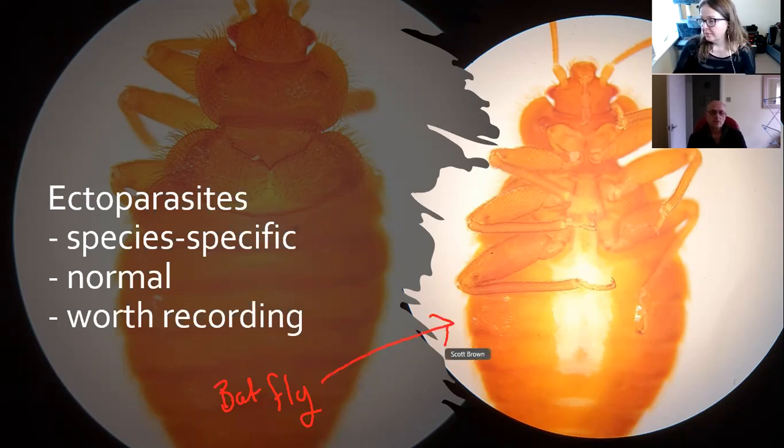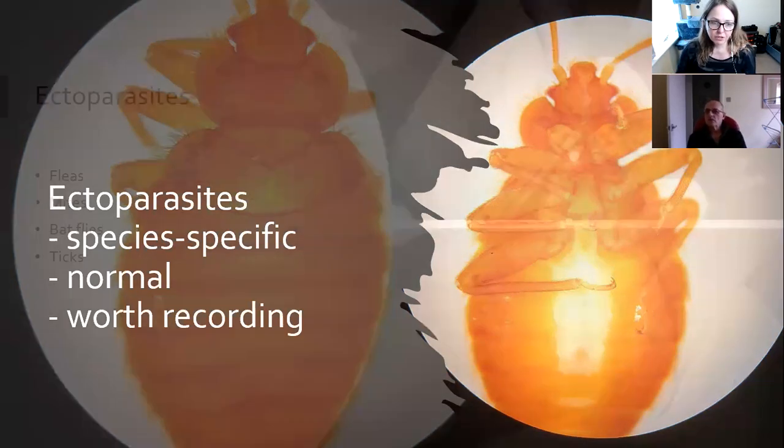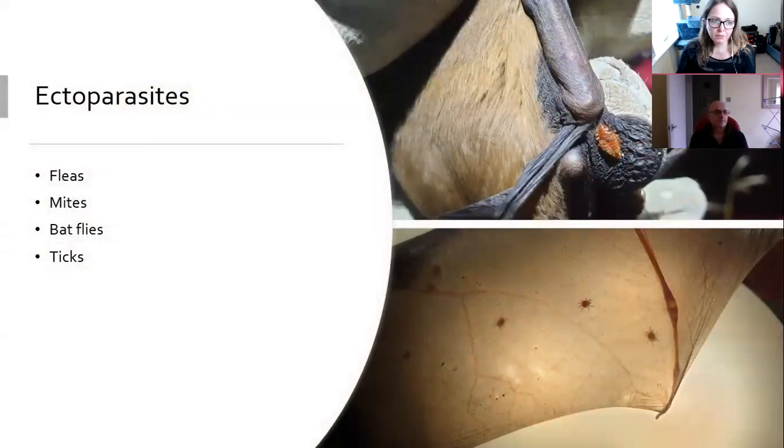So we have, this is a Cimex, which is a bat fly. No, bat bug, isn't it? Yeah, it's a bat bug. So there are lots of different kinds, and they're all species specific. So fleas, mites, bat flies, ticks, and bugs as well. So this one, Cimex, is a bat bug.